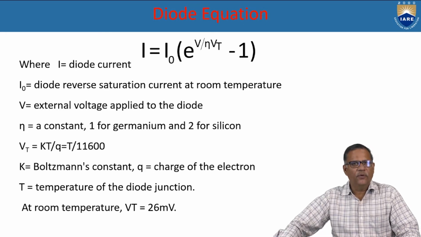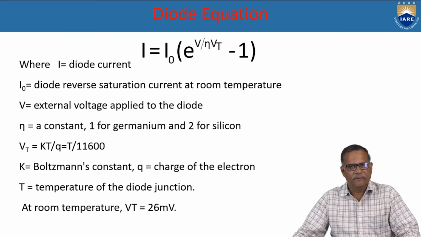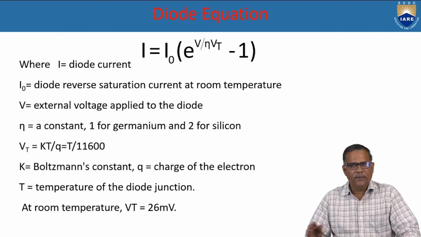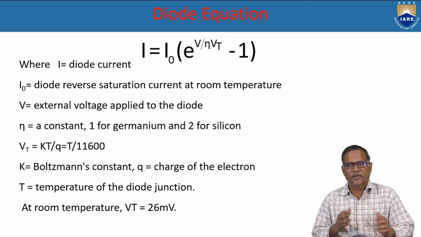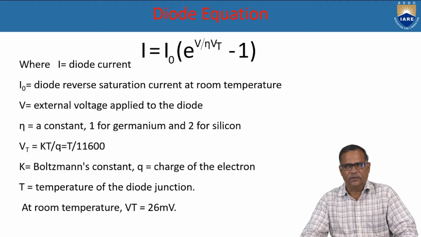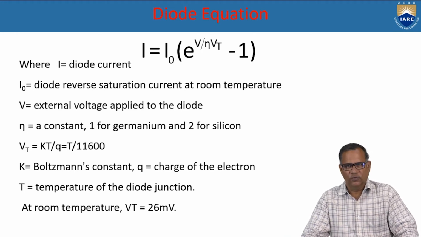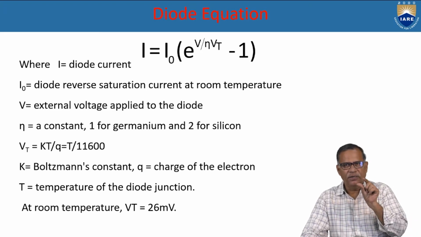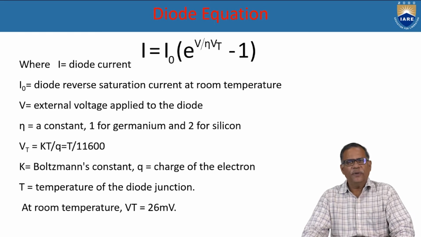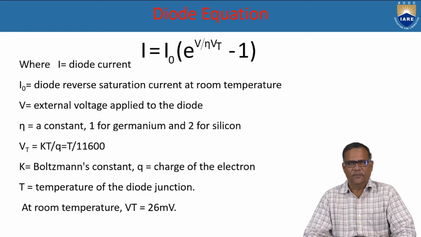VT is equal to kT by q, or we can say VT = T/11,600, where k is the Boltzmann's constant and q is the charge of an electron, which is 1.6 × 10^-19 coulombs. T is the temperature of the diode junction, and at room temperature VT is equal to 26 millivolts.